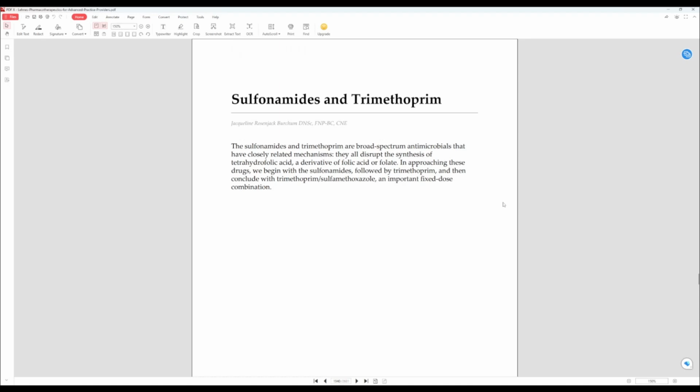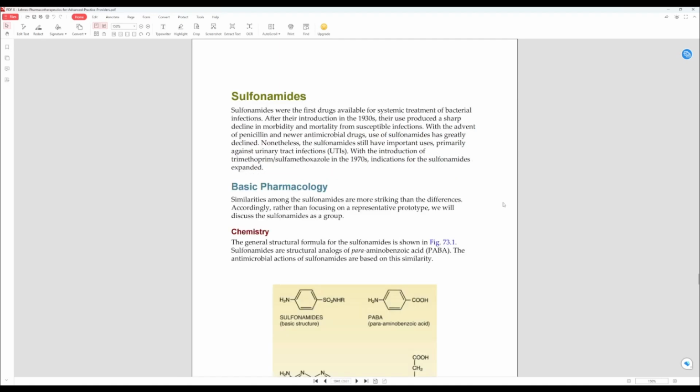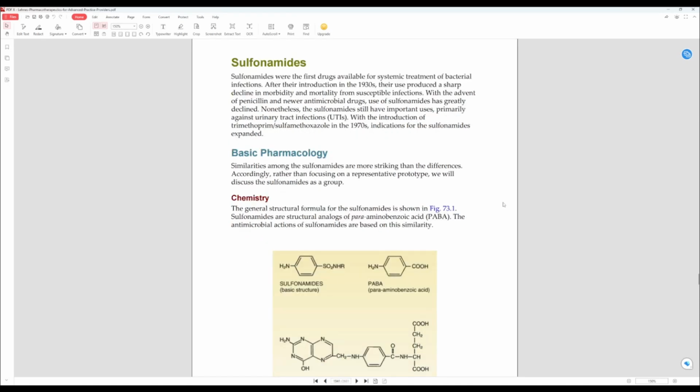Sulfonamides and trimethoprim. The sulfonamides and trimethoprim are broad-spectrum antimicrobials that have closely related mechanisms. They all disrupt the synthesis of tetrahydrofolic acid, a derivative of folic acid and folate. In approaching these drugs, we begin with sulfonamides, followed by trimethoprim, and then conclude with the combination of trimethoprim-sulfamethoxazole, an important fixed-dose combination. So, sulfonamides.